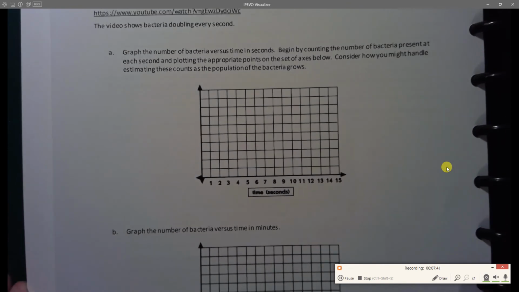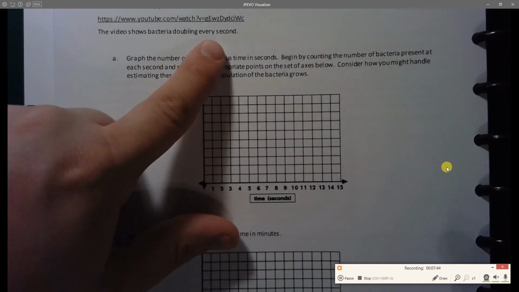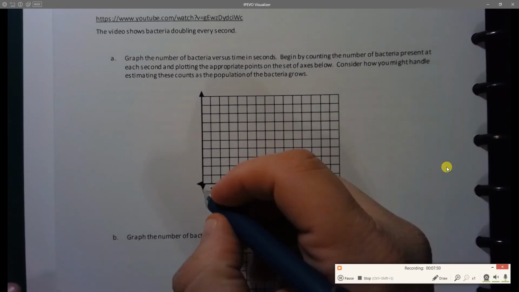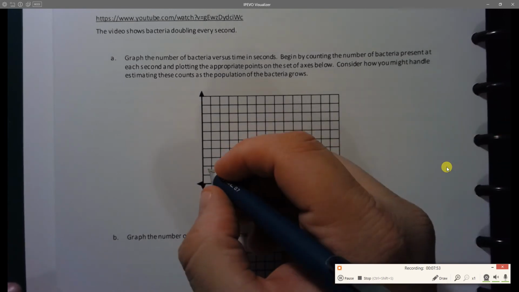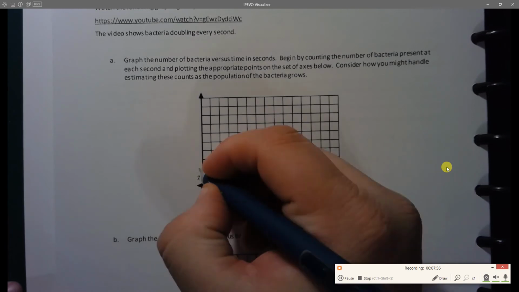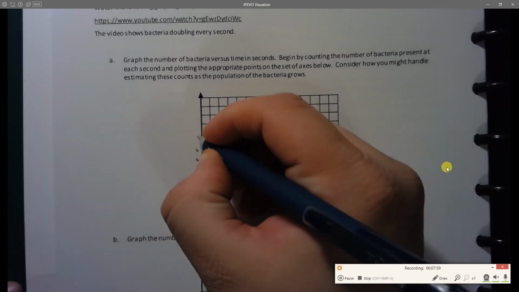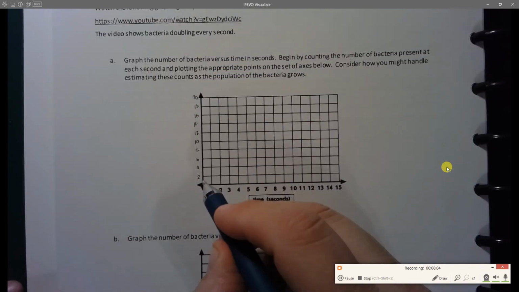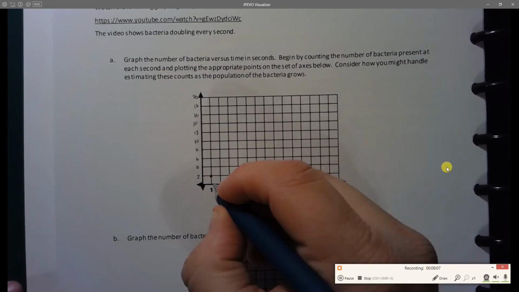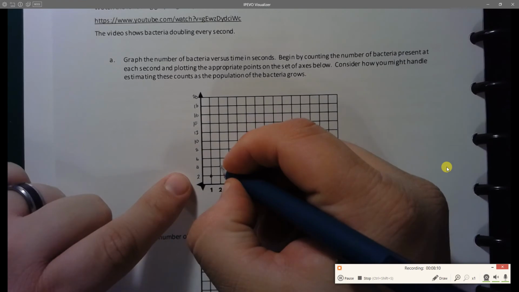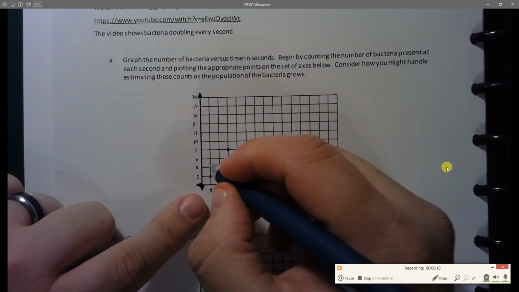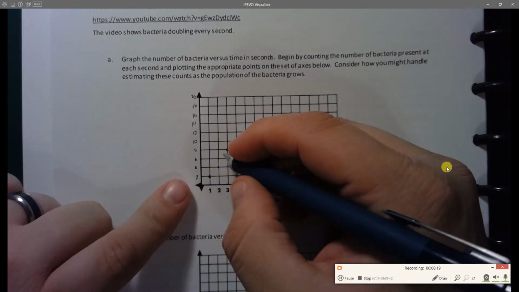Alright, so the video was supposed to show bacteria doubling every second. So at 0 seconds, obviously we don't have any bacteria. But let's say at 1 second, we got 2. Then it doubles. So if we had 2, then that means we had 4 at 2 seconds. At 3 seconds, now we've got 8 because it doubles again. 4 times 2 is 8. 8 times 2 is 16. So after 4 seconds, we got 16 bacteria.